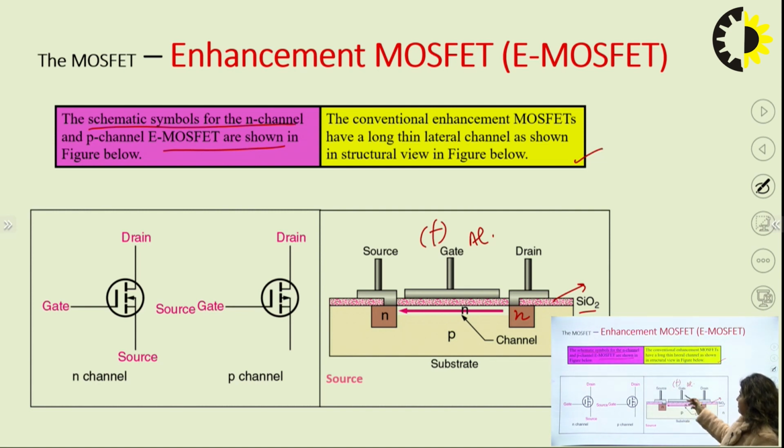Whenever we apply positive charge at the gate, the electrons get attracted and they form an N channel here, which is called enhancement. So for creating an enhancement type of channel in the P type substrate, we have to apply a positive voltage. It will create your N channel, which is your enhancement type.